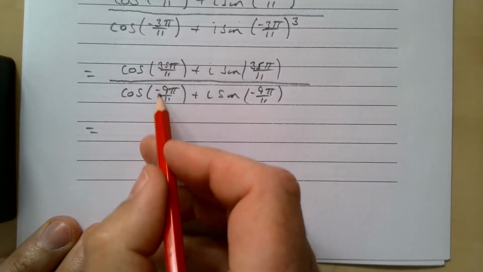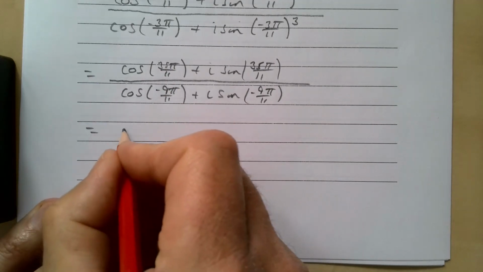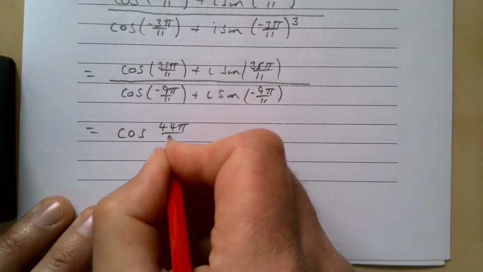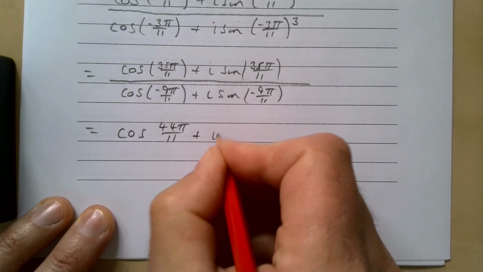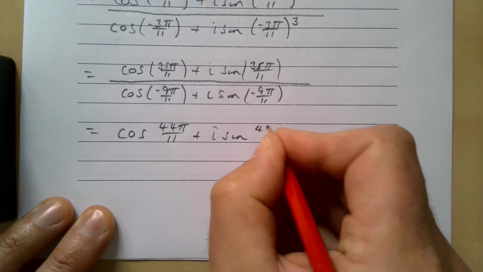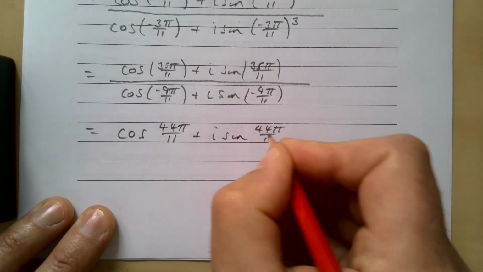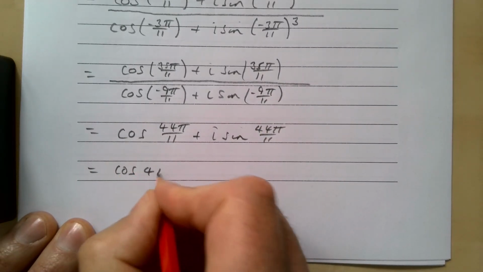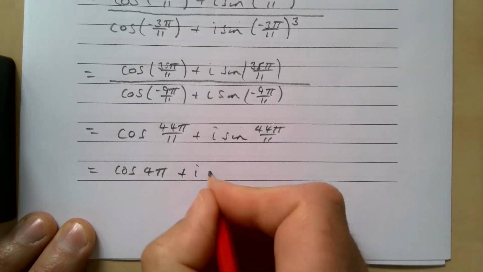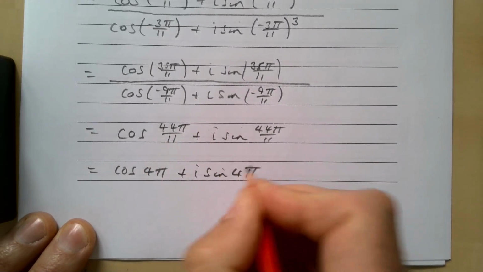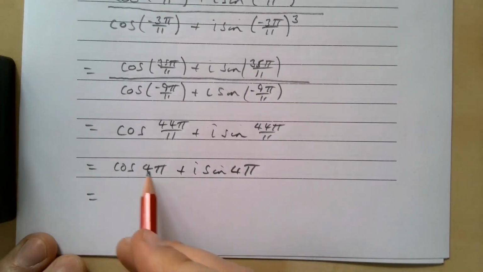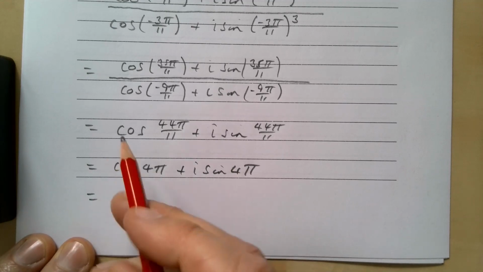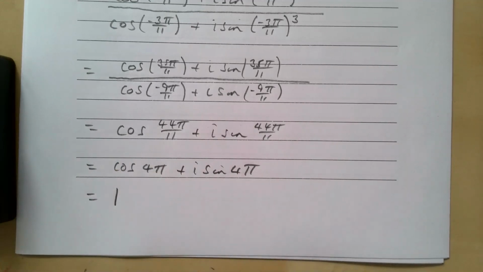So 35 pi over 11 minus minus 9 pi over 11 is going to give us cos 44 pi over 11 plus i sine 44 pi over 11. That's cos of 4 pi plus i sine of 4 pi. You can put that on your calculator, but I know that sine of 4 pi is going to give me 0, so the i bit disappears. Cos of 4 pi is going to give me 1. So my answer to this one is 1.